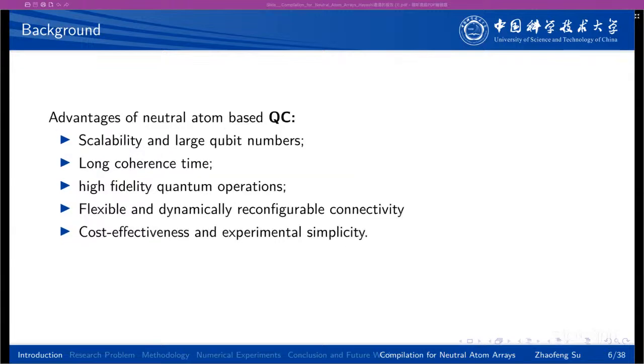Compared with other popular physical approaches for quantum computing, such as superconducting, neutral atom-based quantum computing has its inherent advantages, including high scalability, long coherence time, high fidelity quantum gates, and flexible connectivity of qubits, and also cost effectiveness and experimental simplicity, because the experiment is at room temperature.